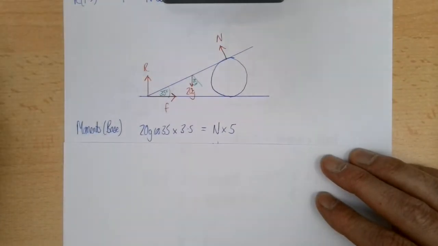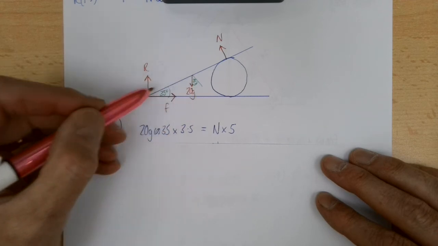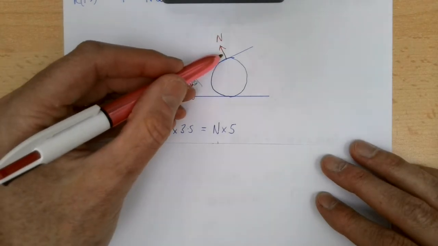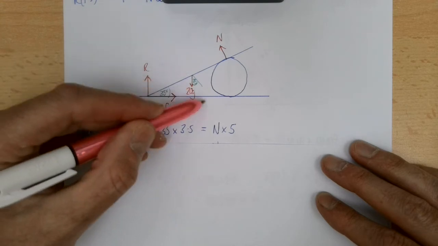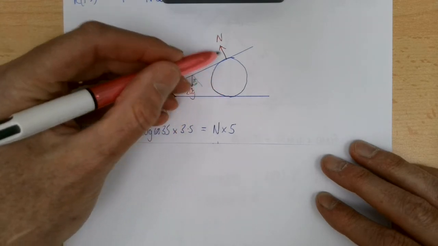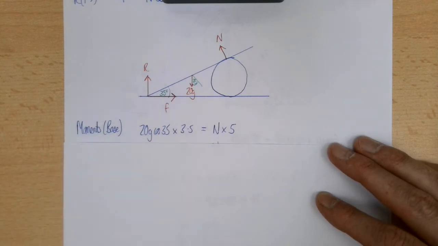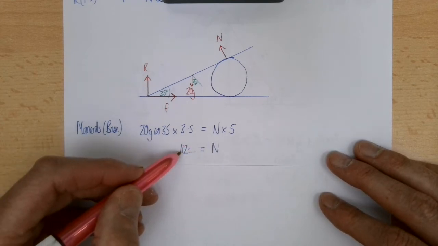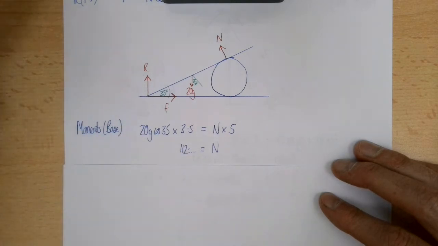So here we go. This is 35, so 20g cos 35 times 3.5, which is the distance, equals N times 5. So you've got this force pulling it clockwise and this force pulling it anticlockwise, one equals the other. And I can do a little bit of sums here to work out the value of N, and I've stored that value. So it's 112 point something newtons. It's all straightforward.